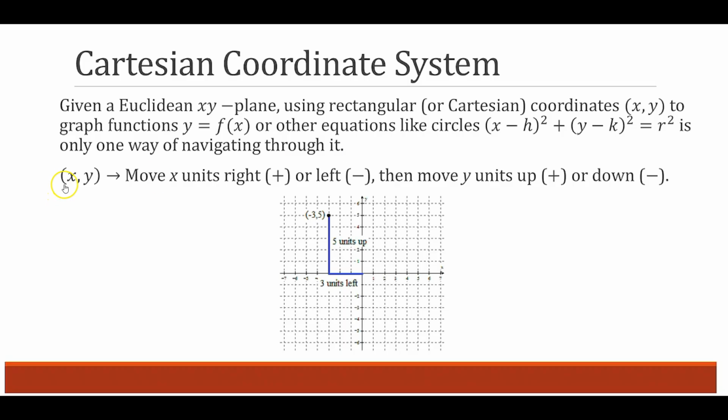So, for example, if we have a coordinate point x, y, recall that this means to move x units to the right if the x value is positive or left if the x value is negative, then move y units up if the y value is positive or down if the y value is negative. So here is an xy plane, and to graph the coordinate point -3, 5, from the origin we move 3 units left and 5 units up.